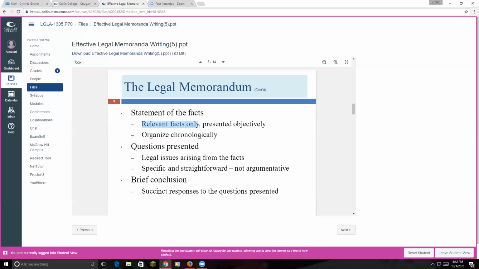A good test for that is to see the facts you actually talk about in your analysis section. If you don't ever talk about that fact in your analysis section, then what is it doing in your statement of facts? A good rule of thumb in my experience is to have about 80% of the facts that you have in your statement of facts appear in your analysis section. Now I'm going to tell you something about the statement of facts.